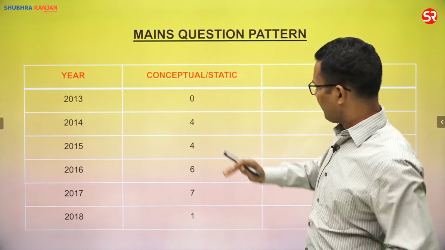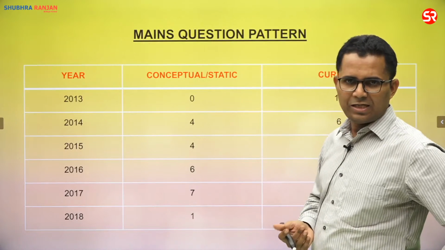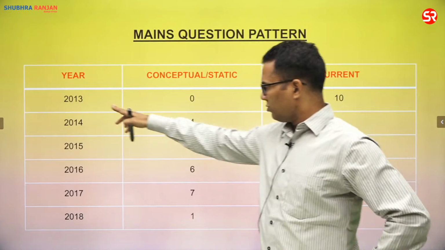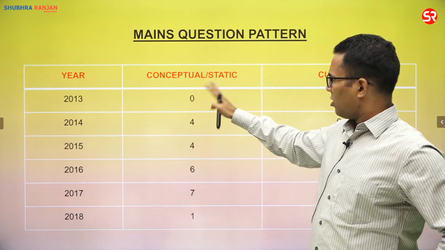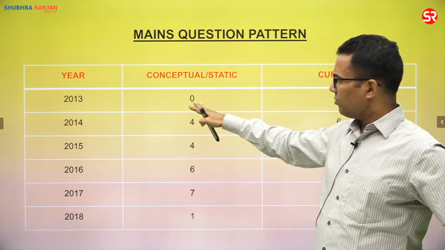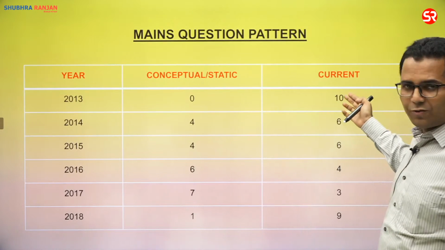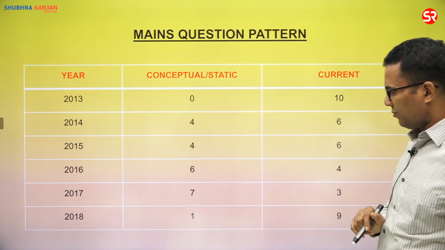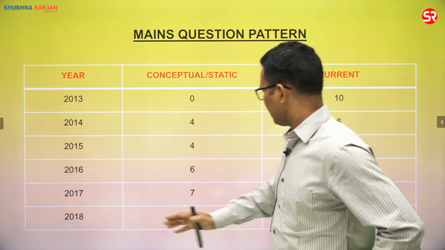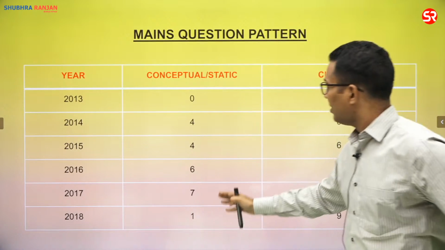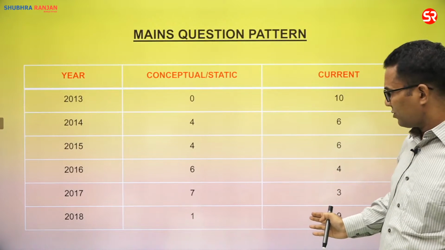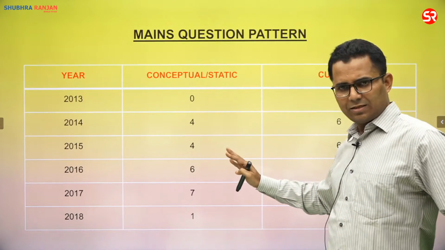For example, out of the 10 questions which UPSC generally asks in mains, you can see the trend. In 2013, the conceptual or static portion was 0. There was no single question from static portion, and all 10 questions were from current affairs. If you see 2018, it was 1 conceptual and 9 current affairs questions, and in between it has changed.